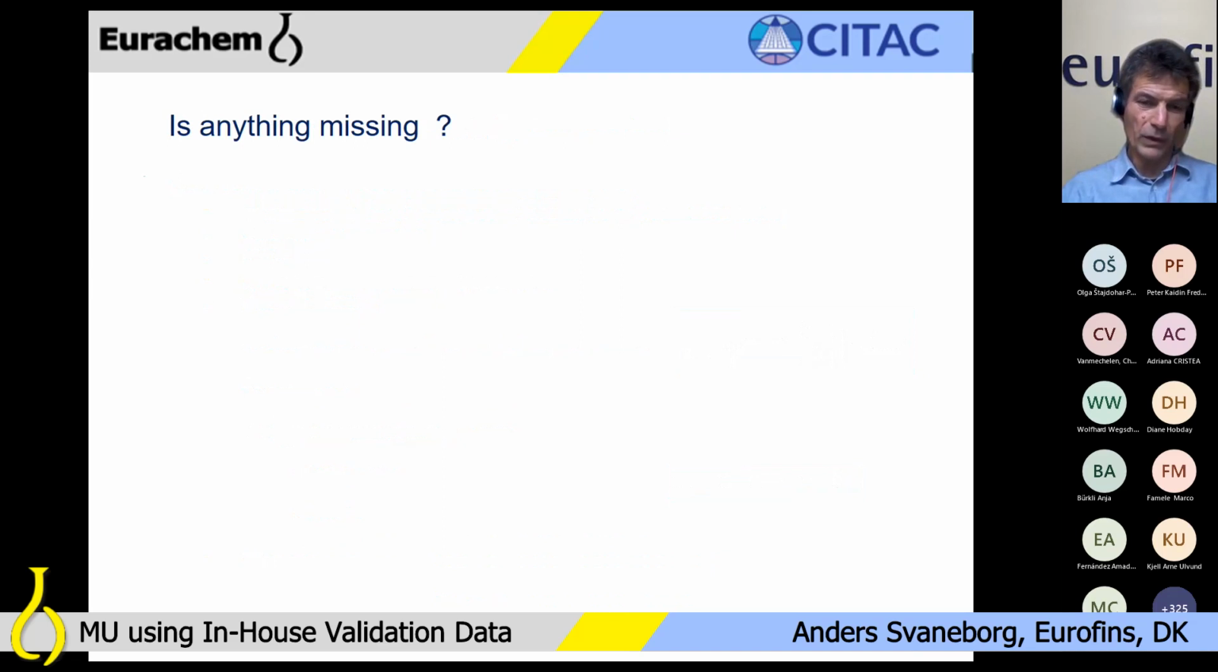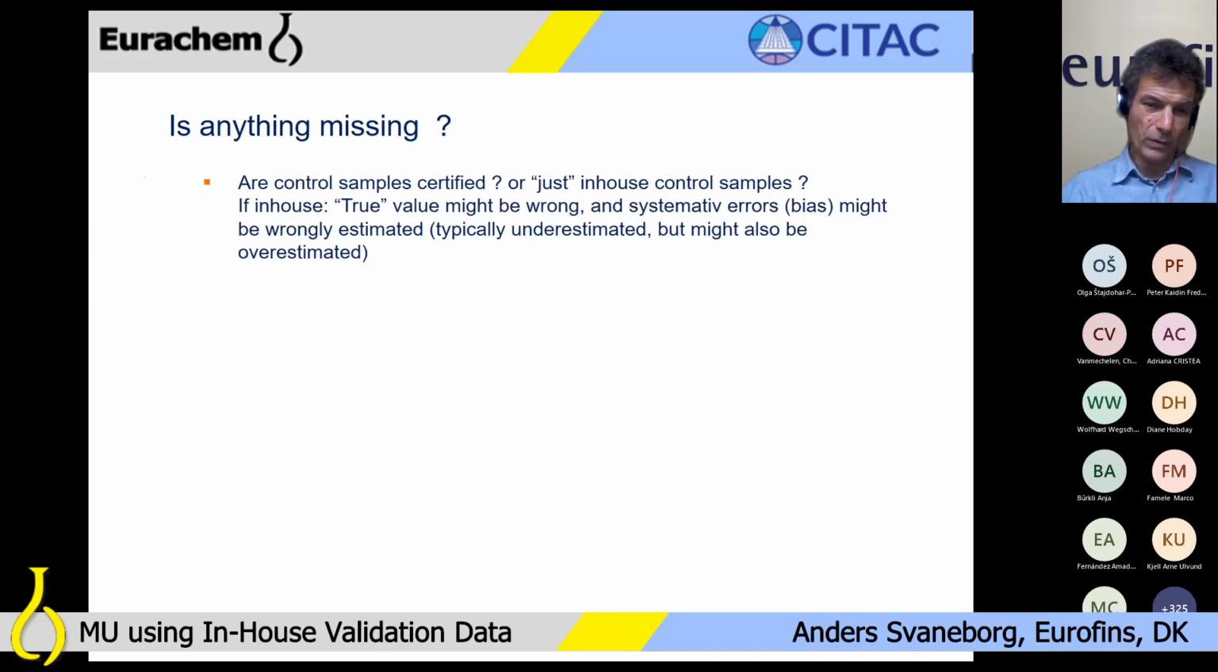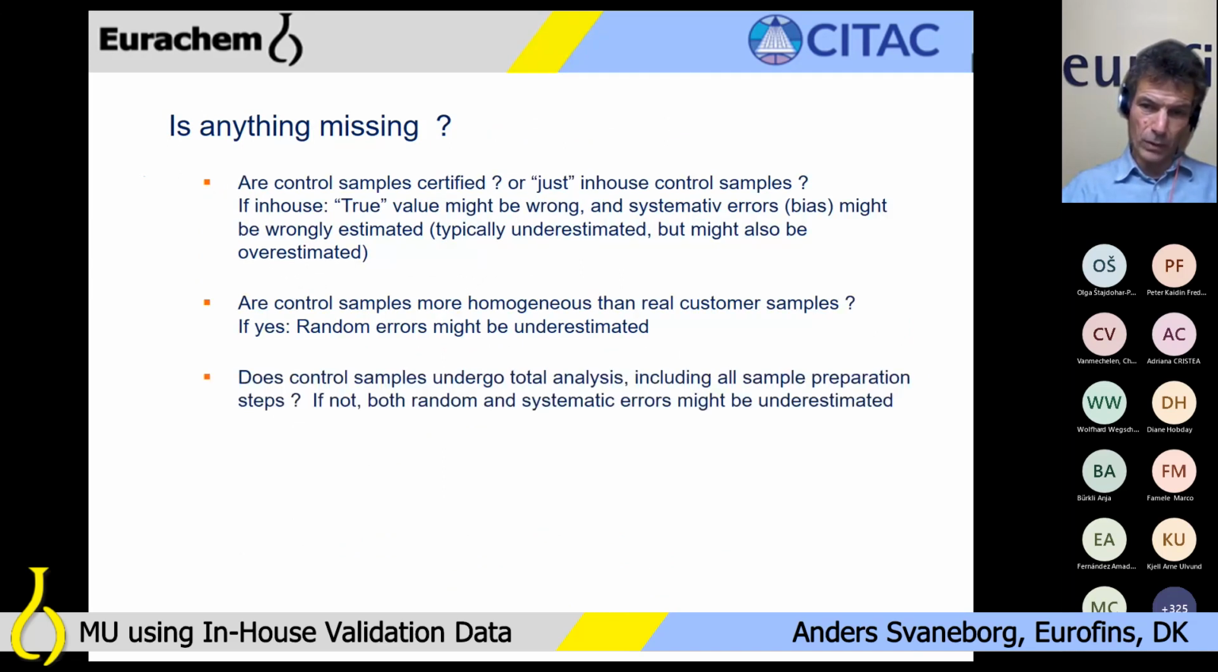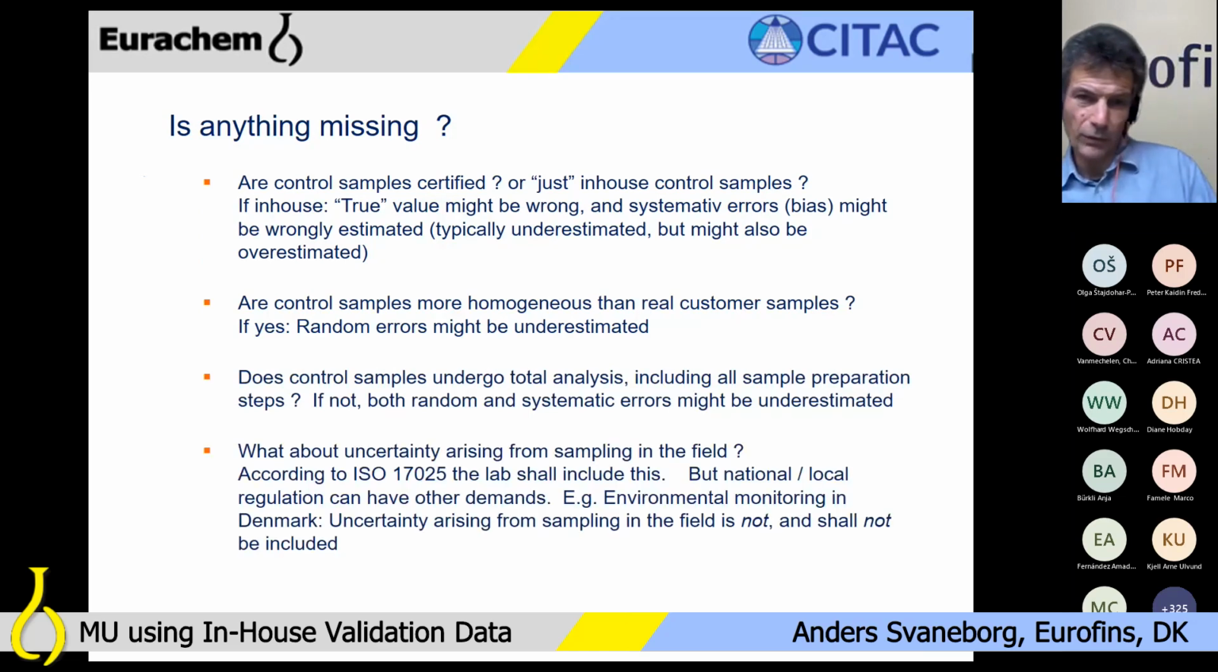Is anything missing? That's the question that should always be asked when you are making evaluation of method uncertainty. Because with this top-down approach, it is definitely possible to miss some contributions. The control samples, are they certified or are they just in-house control samples? If they are in-house, the true value might be wrong, and the systematic errors, the bias might be wrongly estimated. Typically underestimated, but it can also be overestimated.